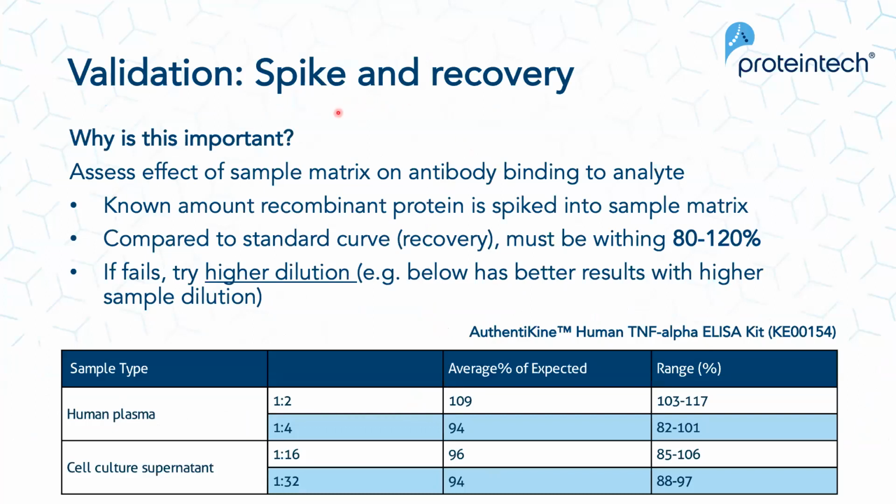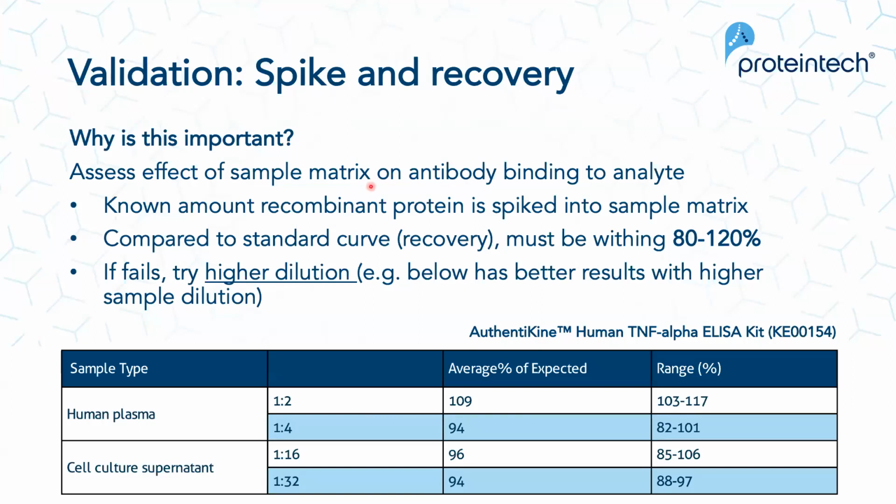So I just briefly mentioned spike and recovery, but why do we want to do this for an ELISA kit? Spike and recovery is done during an ELISA kit validation because it helps to assess the effect of the sample matrix on antibody binding to an analyte. What we mean by the sample matrix is everything else that's present in that sample other than the analyte itself. So there's all sorts of other things like complement factors, other antibodies, other things that are going around, especially in things like matrix or more complex samples.